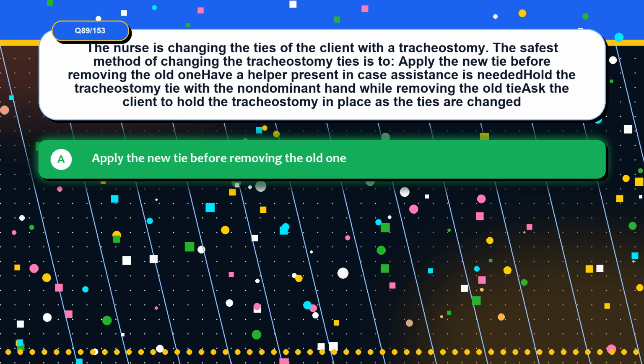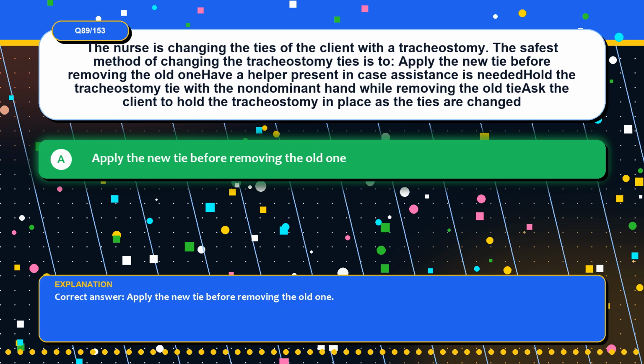The correct answer is option A. Apply the new tie before removing the old one.